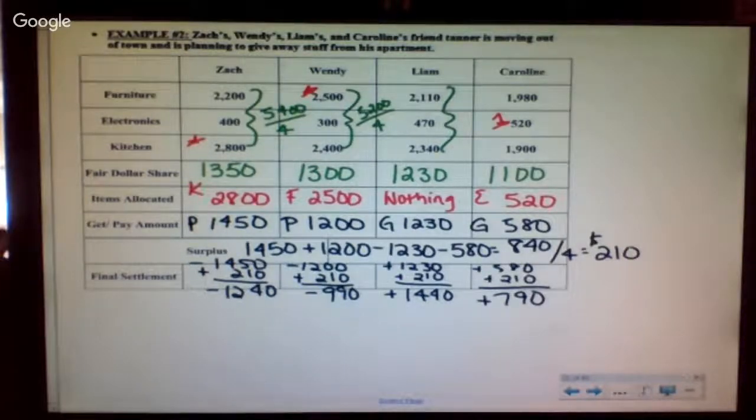Okay, so there's your final settlement. While Liam got nothing in items, he walks away with 1440 in cash. Where you get negative 1200, it's because they had to pay the difference. So when you put it in as a pay, it's a negative because you're losing money when you're paying.